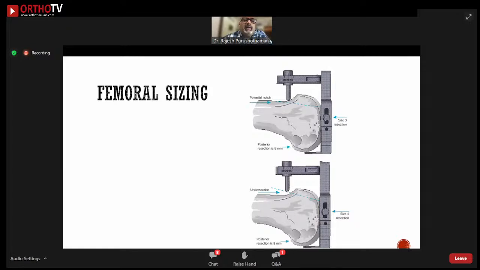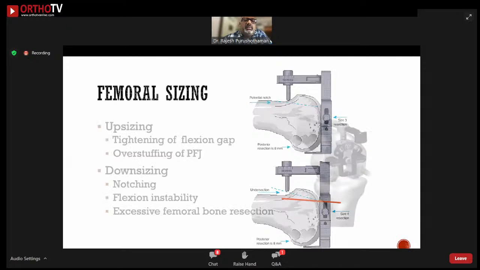If you undersize, what happens is you will be removing a lot of excess bone. If you oversize, it will usually lead to stuffing of either the patellofemoral joint or the flexion gap. So sizing should be appropriate. In a posterior reference system, if undersizing is done, it may lead to notching.